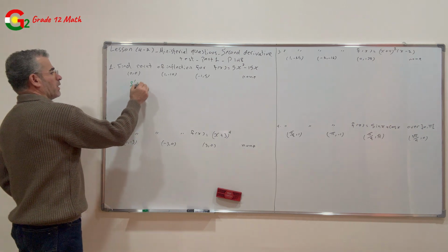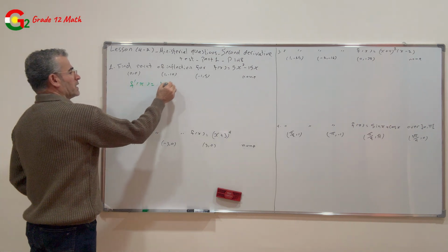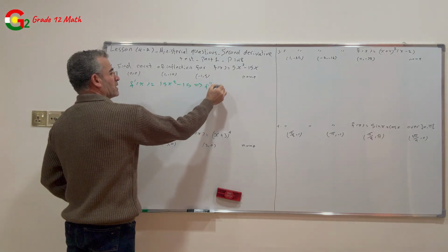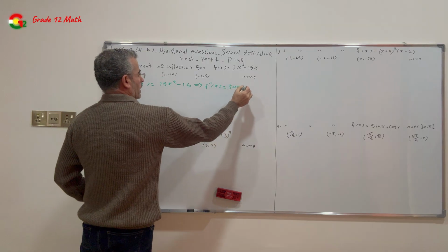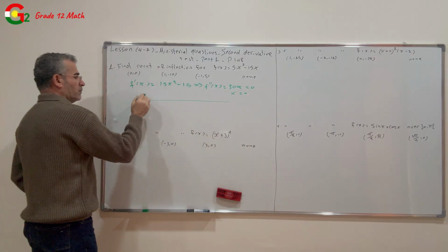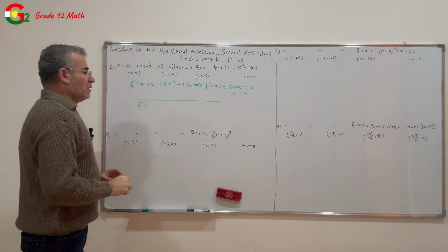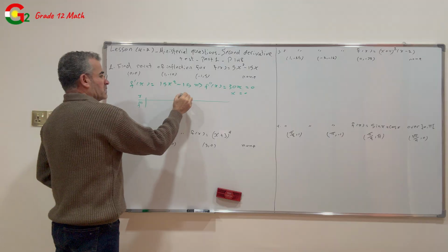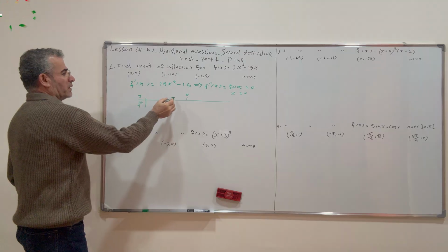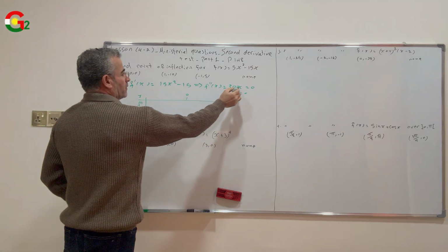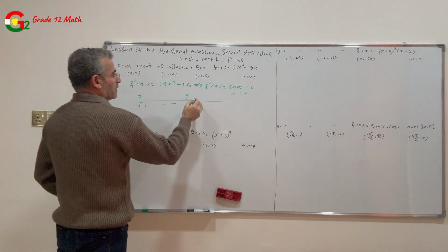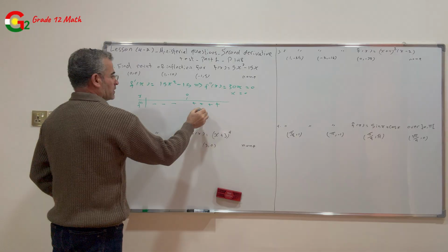Find f prime of x equal to 15x power 2 minus 15. Then the second derivative, f double prime of x, will be 30x. Set it equal 0, then x equal 0 is a critical point. Find the sign of the second derivative before and after 0. Before 0, take negative 1. Negative 1 times 30 is negative. After 0, take positive 1, then the sign is positive.